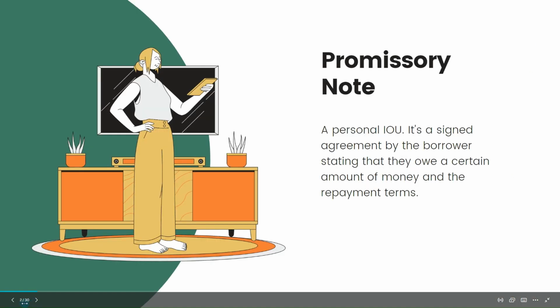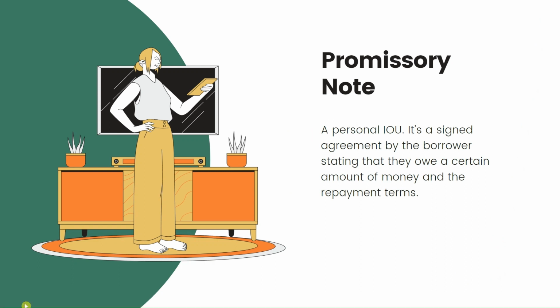Promissory notes. This is your personal IOU. This is the borrower's statement to the lender that says, I owe you this amount of money and I will pay it back to you at this amount every month, or however often, for a specific period of time. So that is your promissory note.